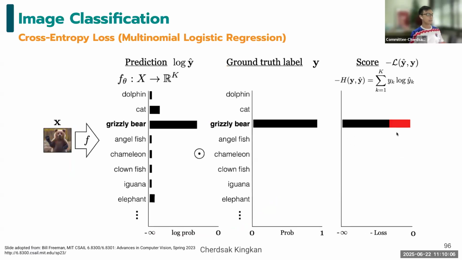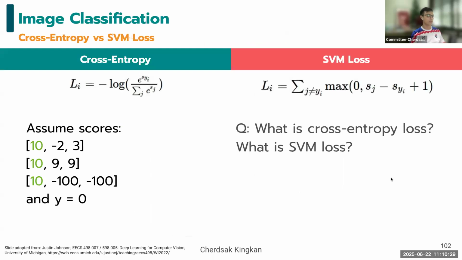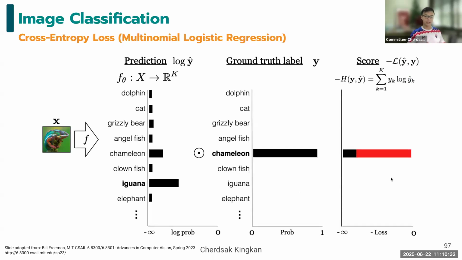All right, this is another example. For example, here is the grizzly bear, and the model predicted iguana or something like that. So it's wrongly predicted. The difference between the predicted probability and the ground truth probability is quite high, which means the model has to try to come up with a set of W so that it can do better.